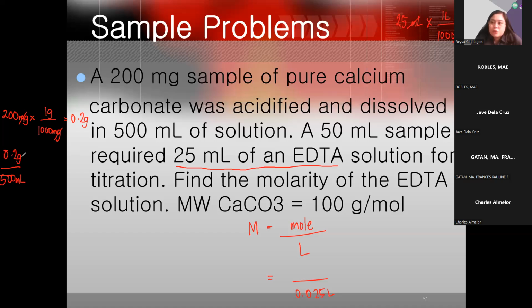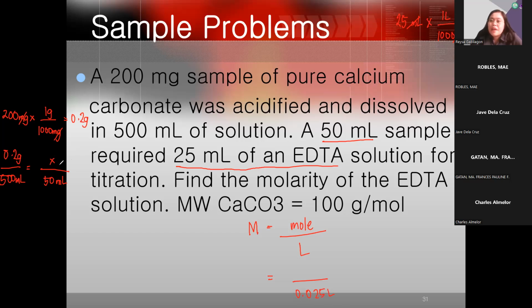So anong sabi? Itong 0.2 grams of calcium carbonate was acidified and dissolved in 500 ml of solution. Again, ang 0.2 grams na sample ay dinisolve sa 500 ml. But take note that during titration, only 50 ml of the sample was used. Therefore, what you're going to do here is we will have ratio and proportion kasi not the whole 500 ml was used. Therefore, not all the 0.2 grams was also used. So we will see how much of the calcium carbonate is included here in the 50 ml.